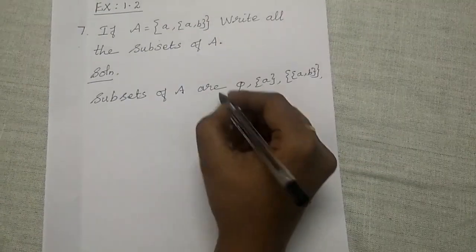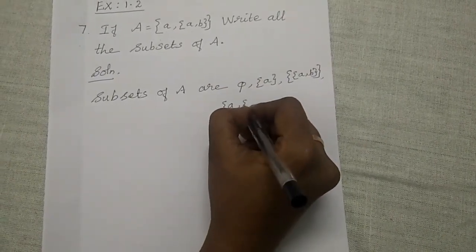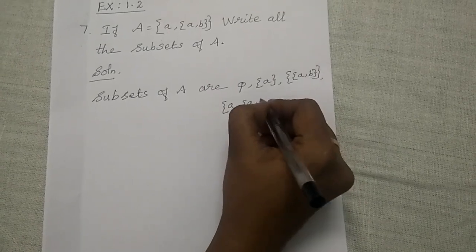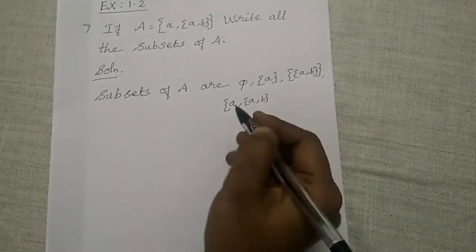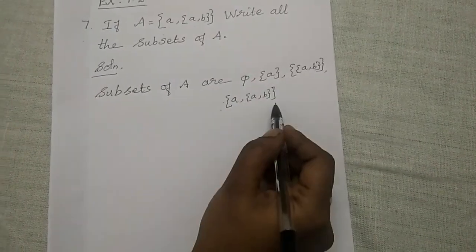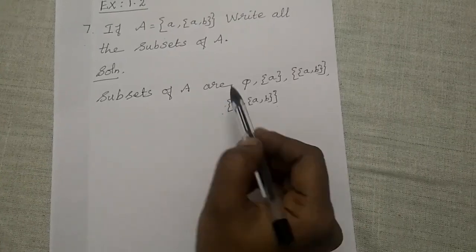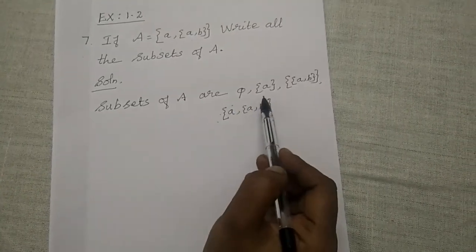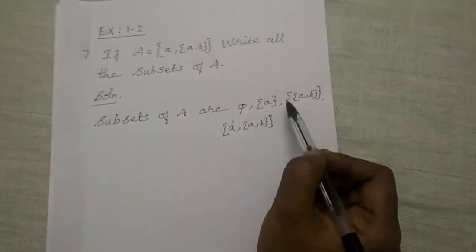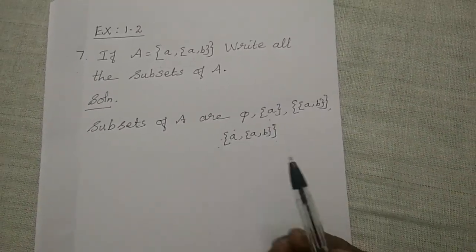Then given set also we have to write. Given set is A comma set of A comma B, then close the set, then again close it. Already opened, this one close it. Then subsets of A are null set, then set A, then set of A comma B, then given set.